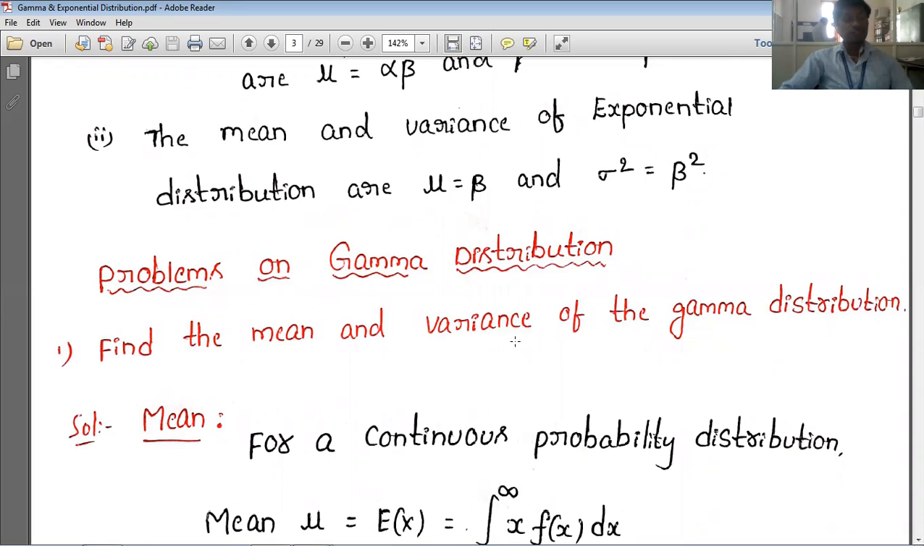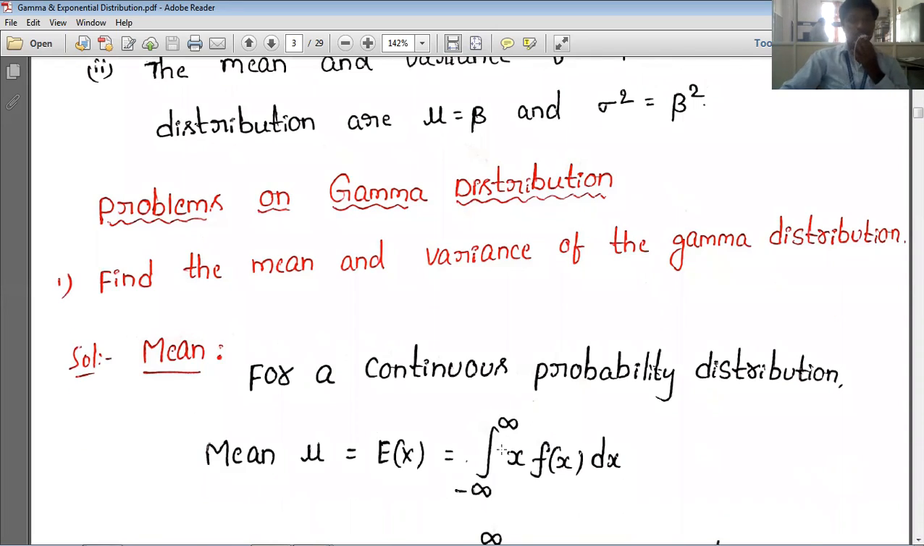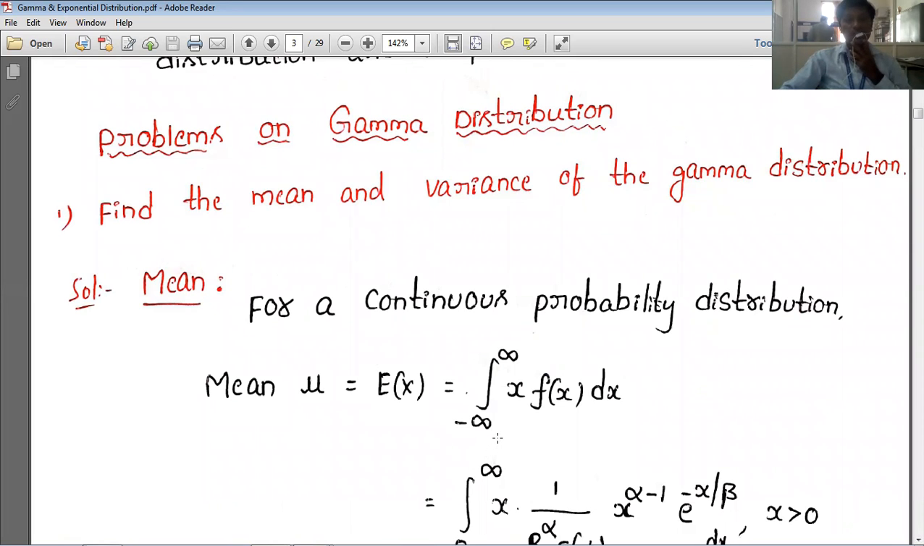For a continuous probability distribution, we use this formula for calculating the mean. So the mean mu is equal to E of x, which is equal to the integral from minus infinity to infinity of x f of x dx. So this is the formula we are using for calculating the mean.